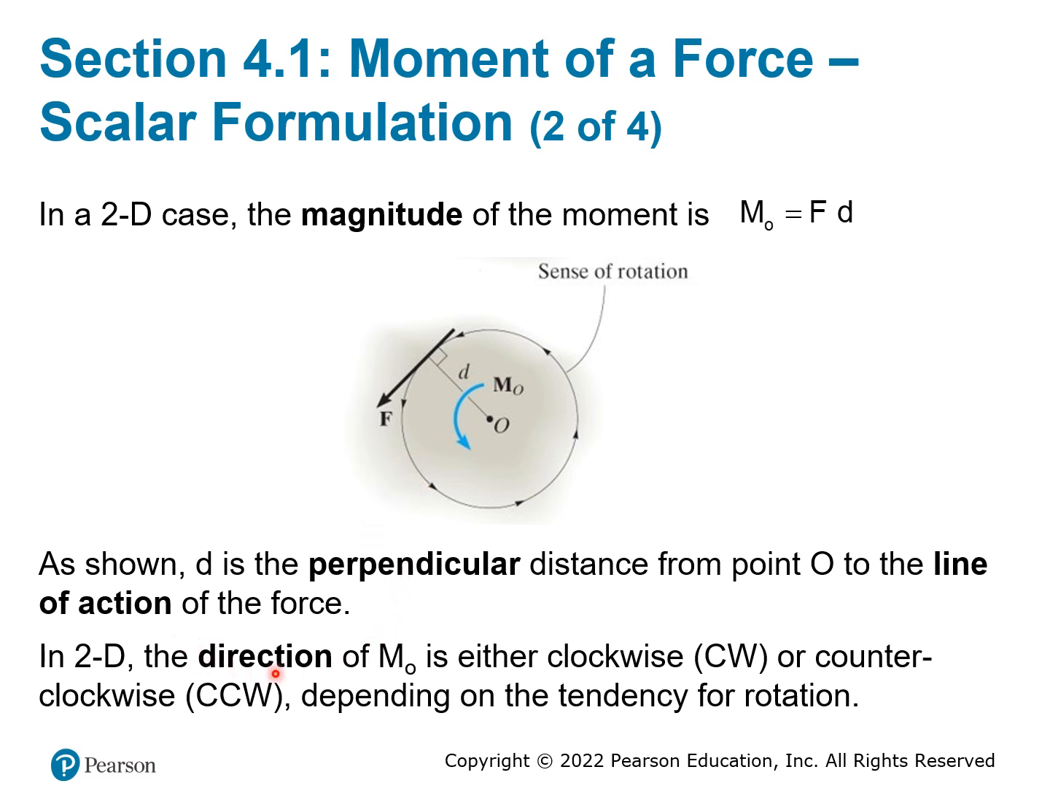We define the direction of the moment as either clockwise or counterclockwise. Clockwise will be negative if we write the answer. Sometimes you write negative to represent clockwise. If you write positive, it's going to be counterclockwise. It's just a convention that we use to define the direction of the moment.